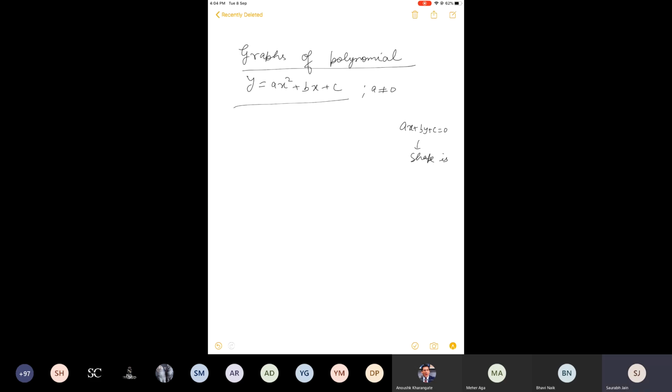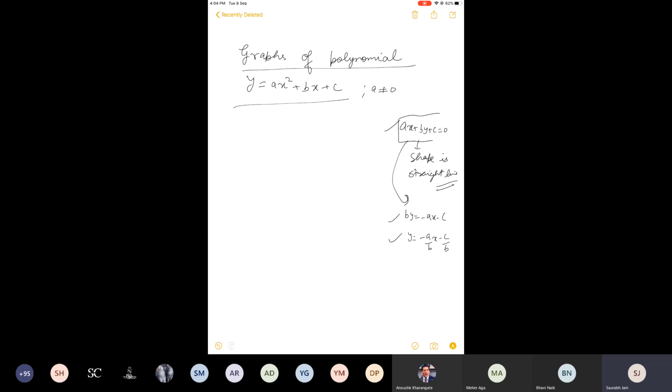We used to plot some points on the graph and then join them with the help of a scale, and we used to get a straight line. At that time, this was the equation, which can be rewritten as y equals minus a by b x minus c by b. Both are the same. In fact, all are the same equations. Now we have a different kind of equation.